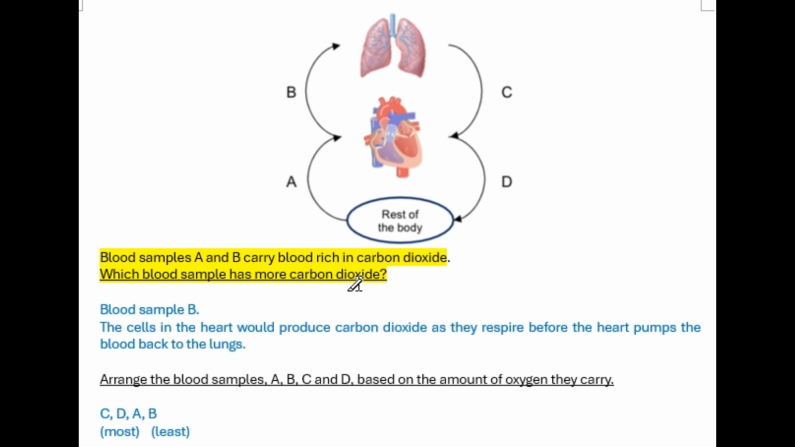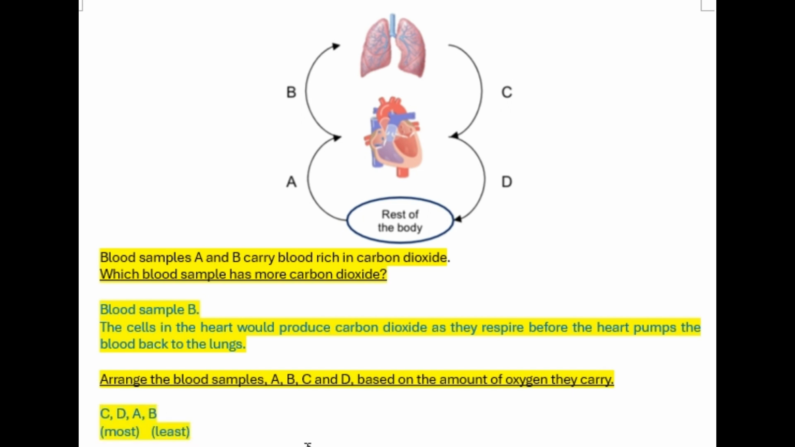The cells in the heart would produce carbon dioxide as they respire before the heart pumps the blood back to the lungs. Arrange the blood samples A, B, C and D based on the amount of oxygen they carry. C, D, A, B.